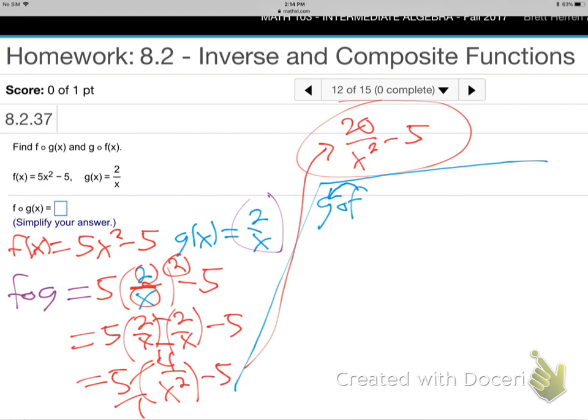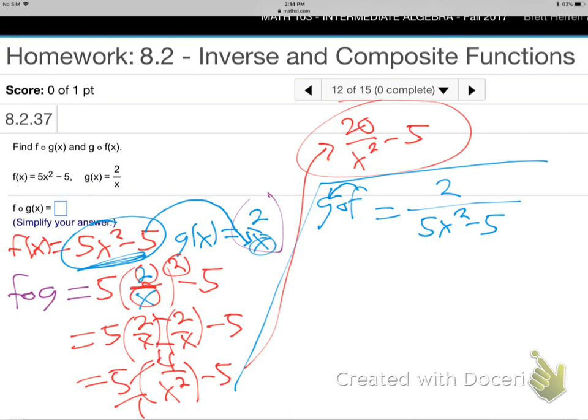So all of f into g. So we get 2 over 5x squared minus 5. Done. There's nothing more to do. Thank God. See what I did there? I just plugged all of f into the x slot, which is the denominator, for g.